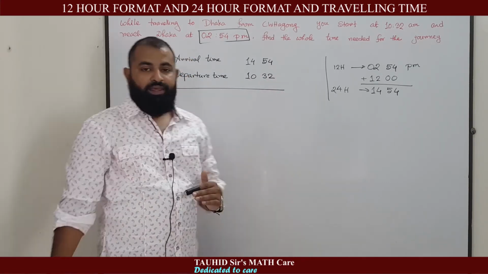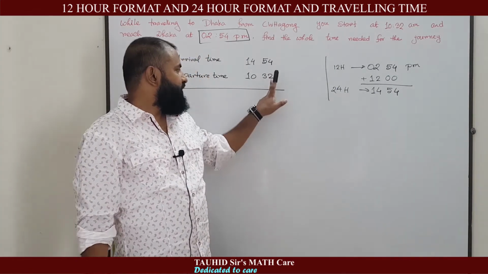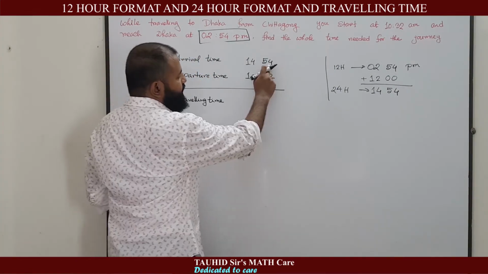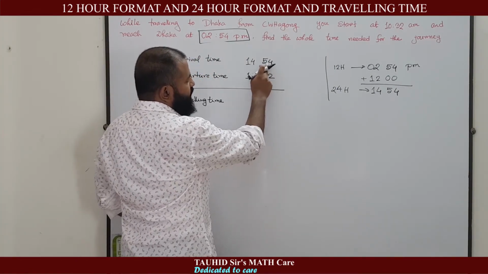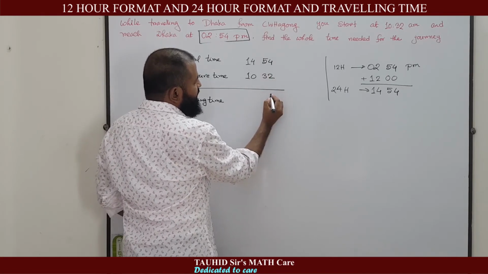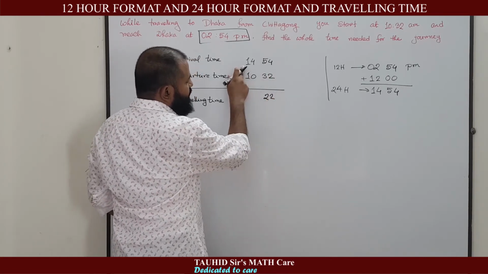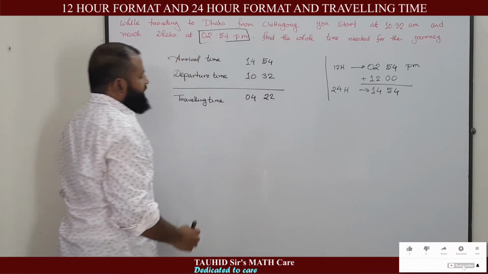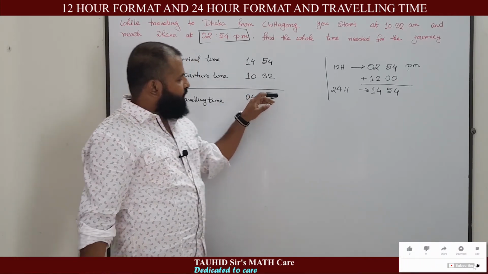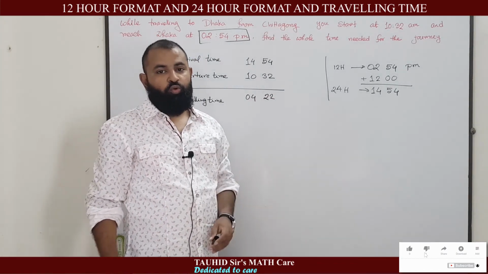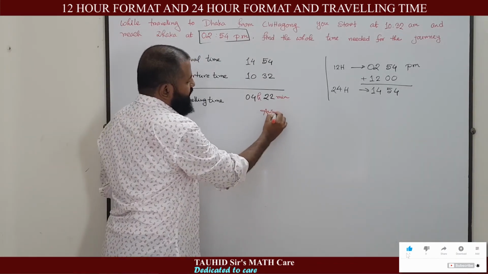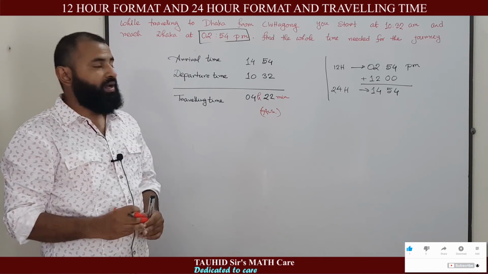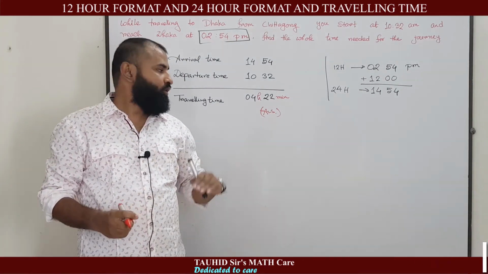Therefore, what is the traveling time? We will subtract this from this. If we subtract 32 from 54, what do we get? We get 22. If we subtract 10 from 14, we get 4. That means traveling time is 4 hours and 22 minutes. This is our answer. This is the required time to travel from Chittagong to Dhaka.